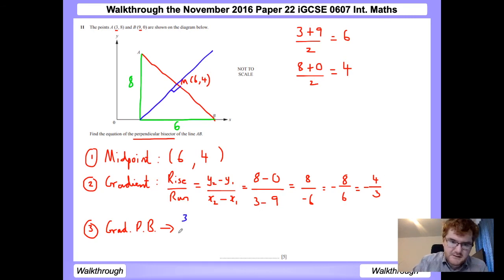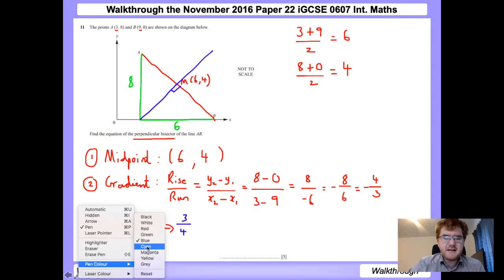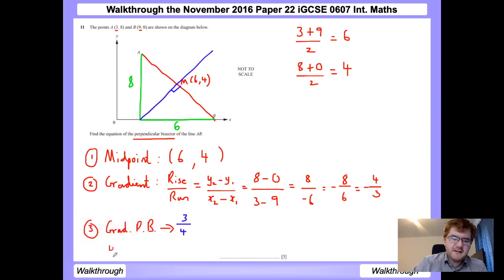So our gradient is going to be 3/4. So we know that the perpendicular bisector can be written in this form: y equals 3 over 4x plus c. And now we need to work out what this c is, and this is where our midpoint from step 1 comes in. So we're going to insert that in.